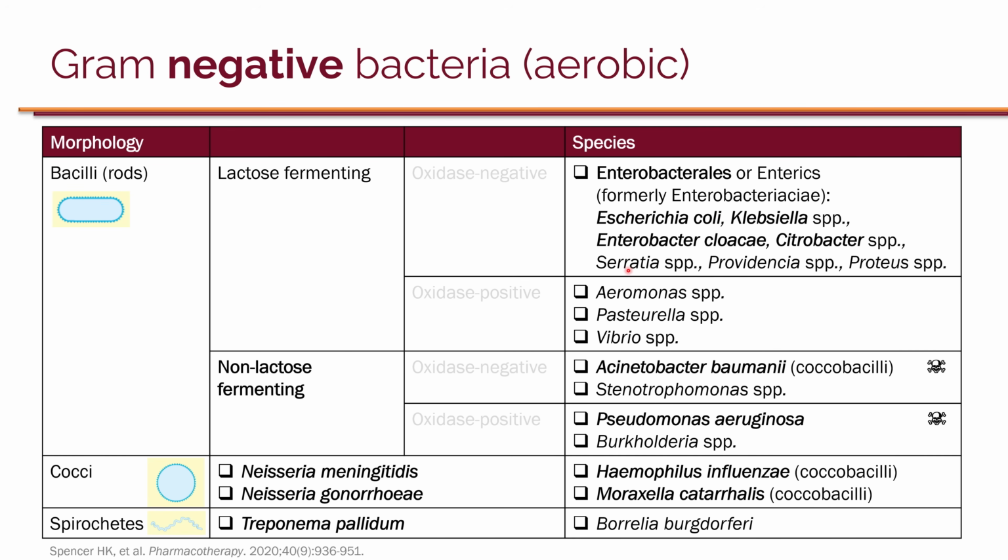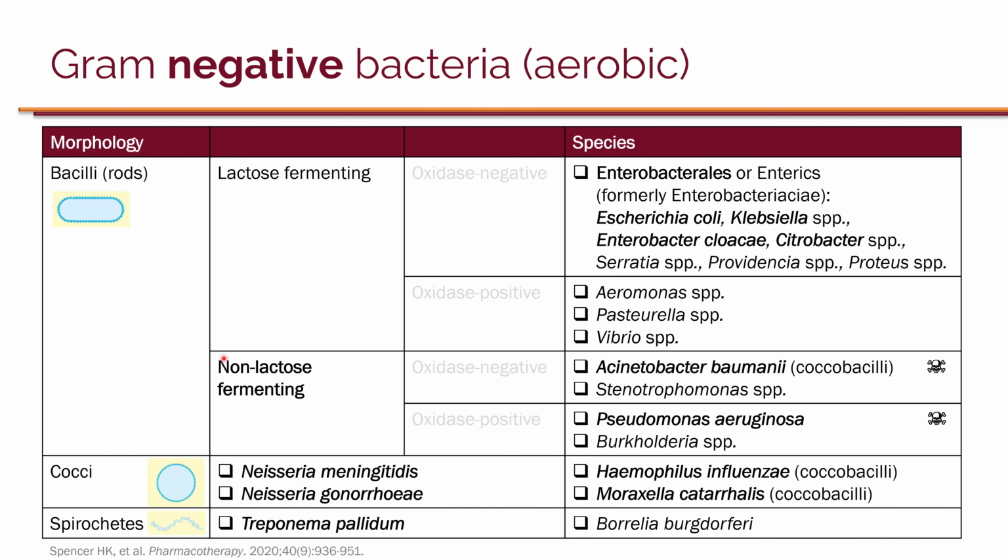And that includes E. coli, so Escherichia coli, Klebsiella species, Enterobacter cloacae, Citrobacter species, Serratia species, Providencia species, and Proteus species, among others. Then we have other members that are lactose fermenting. These are Aeromonas, Pasteurella, and Vibrio species.